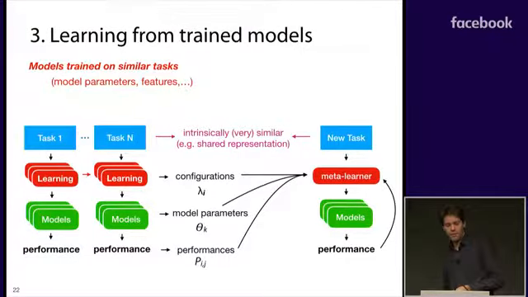Okay, then finally, we want to learn from trained models. Here, the tasks have to be very similar. Right? You cannot transfer from very different tasks. So here your meta learner gets performances, it gets configurations, exactly how you built this neural net, for instance, and it gets the model parameters of the trained models. And then it has to use those to learn more efficiently.